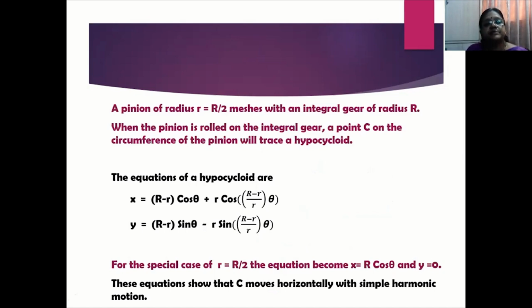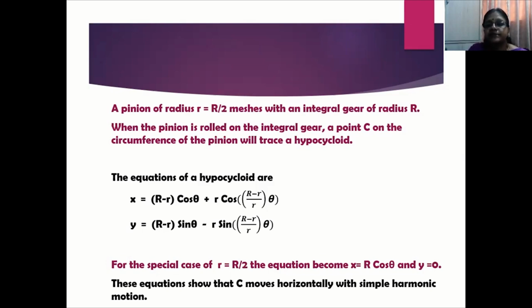A pinion of radius small r is equal to capital R by 2 meshes with an internal gear of radius R. Now when the pinion is rolled on the internal gear, a point C on the circumference of the pinion will trace a hypocycloid. So the equation of a hypocycloid, x is (R minus r) cos theta plus r cos of ((R minus r) by r) theta. Similarly, the y displacement is (R minus r) sin theta minus r sin of ((R minus r) by r) theta.